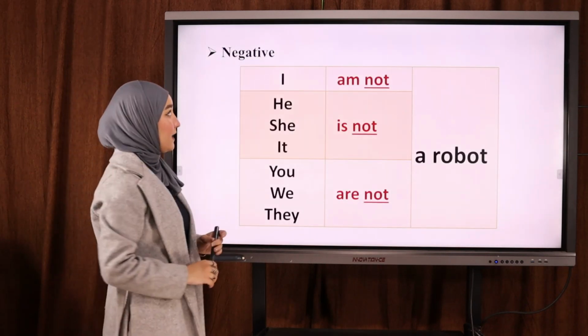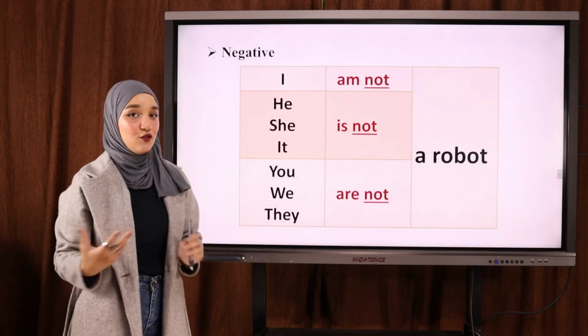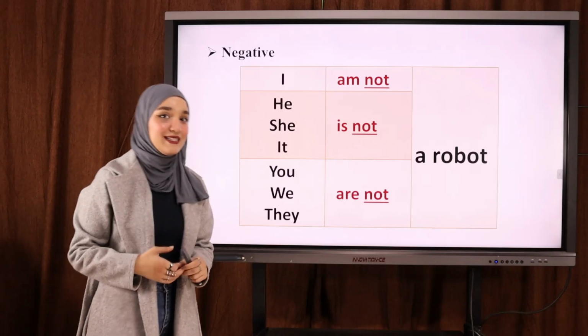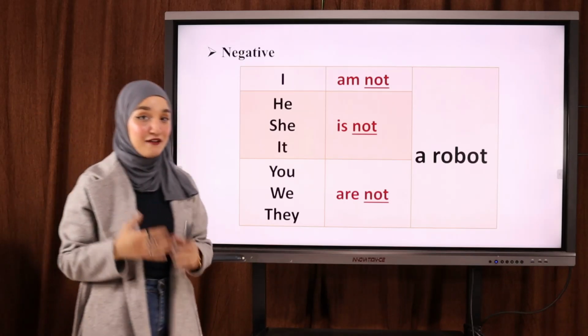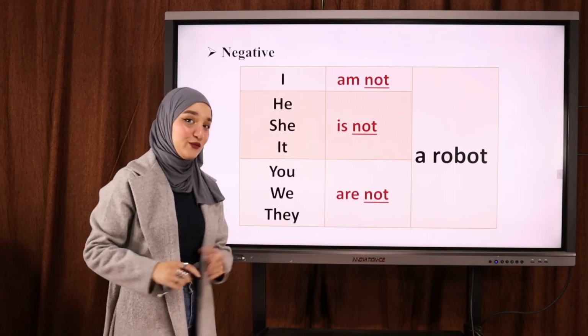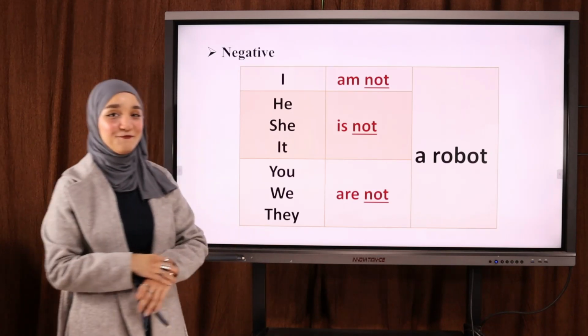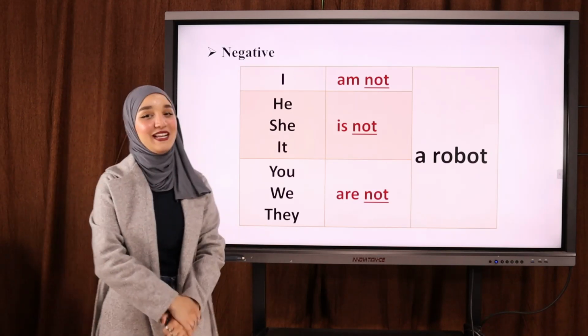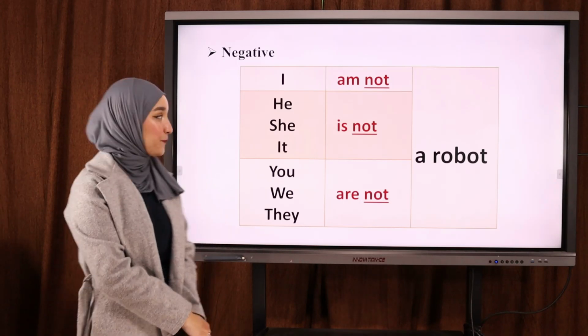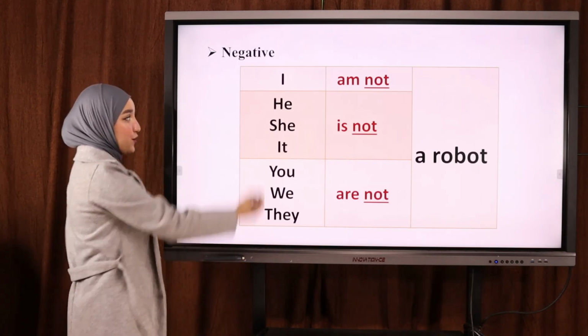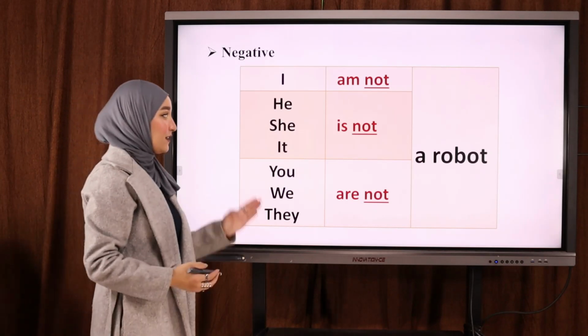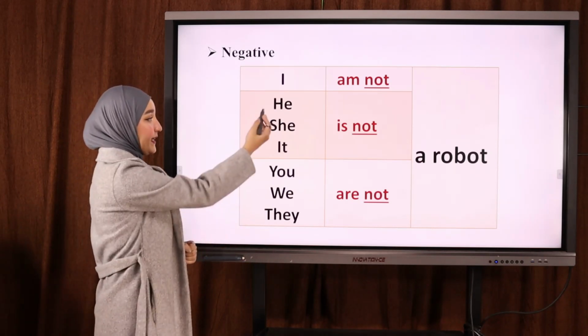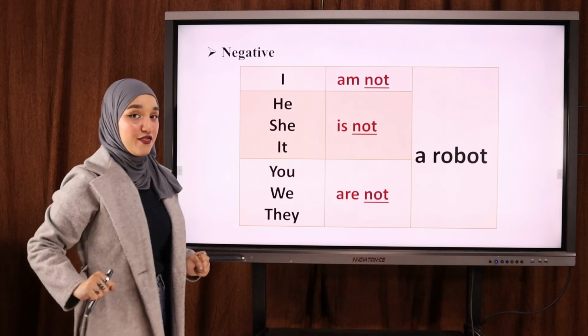Now, let's take a look at the negative form of the verb to be, okay? How do we use to be in the negative form? We have a different rule, but it's easier than the previous one. So, I have my personal pronouns, my subject pronouns: I, he, she, it, you, we, they.